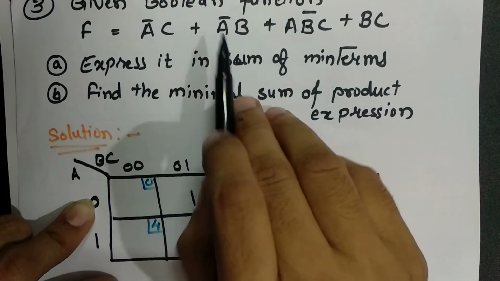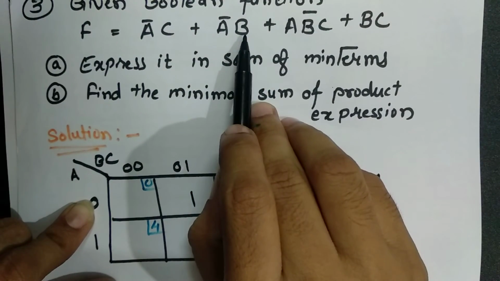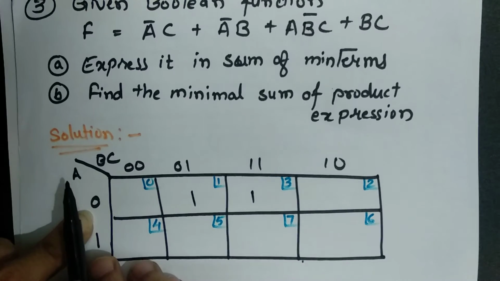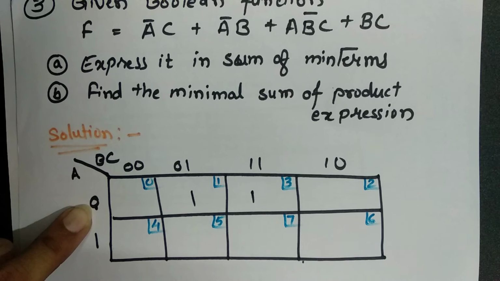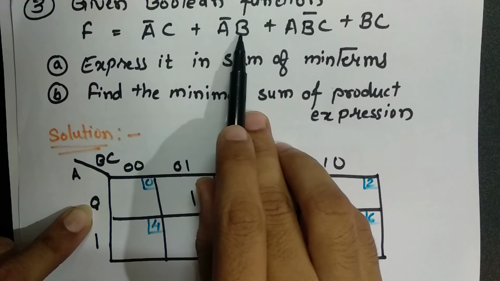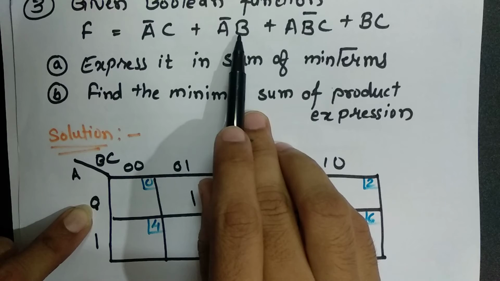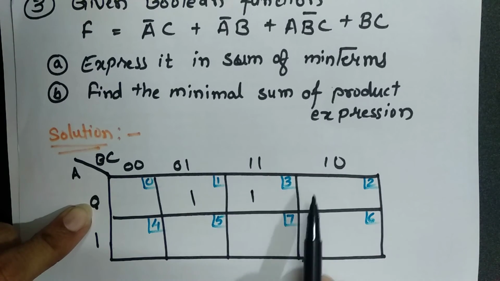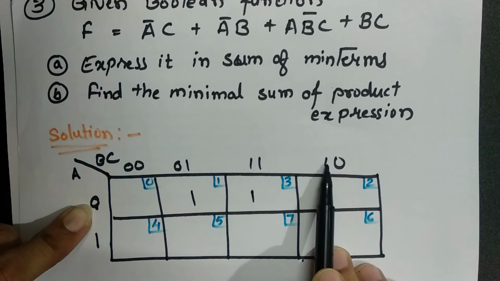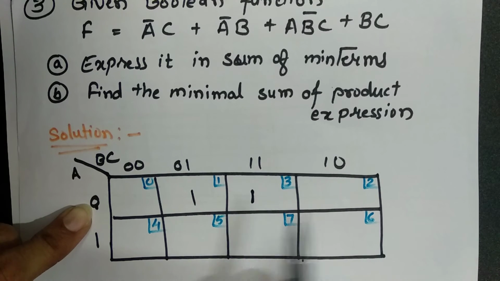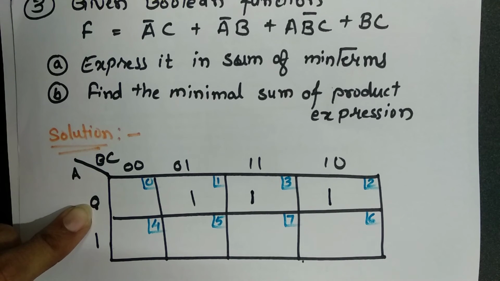Next term is your A bar B. Again A bar means your this line, 0 line. So in this term only you are having your A bar B. Next is B. B is 1 over here. So you have to find where your B is 1. This is 1 and this one is also 1. So here already 1 is written. Again you have to write down 1 over here.